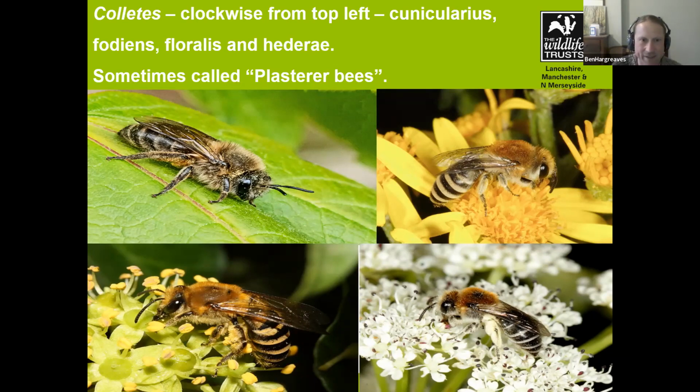And then the ivy bee, Colletes hederae, bottom left, which is the only autumn bee that we have. And that's more or less always found on ivy, and that's crept into Lancashire and Cumbria in recent years.